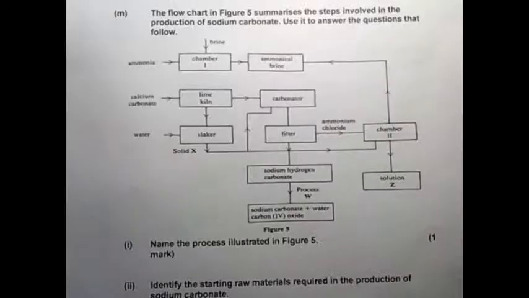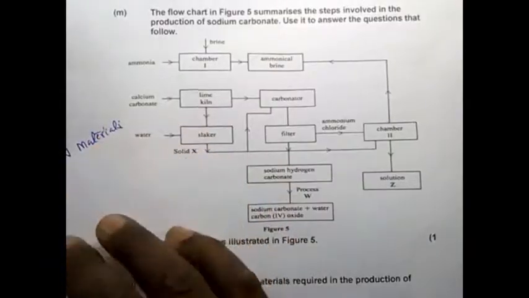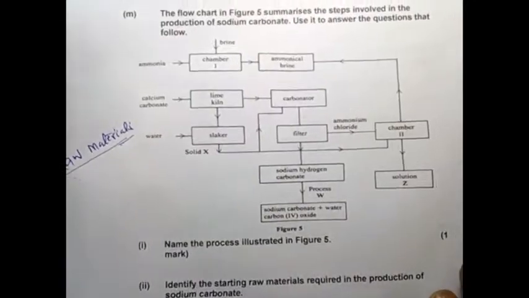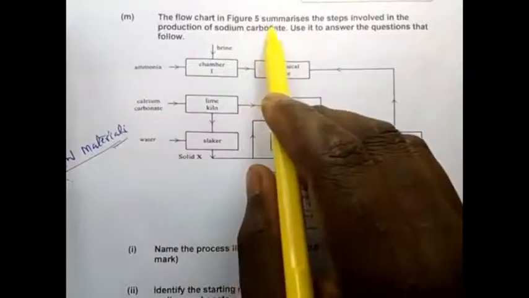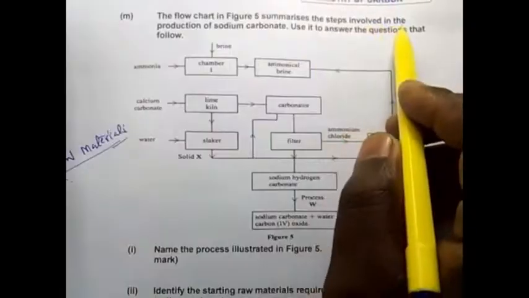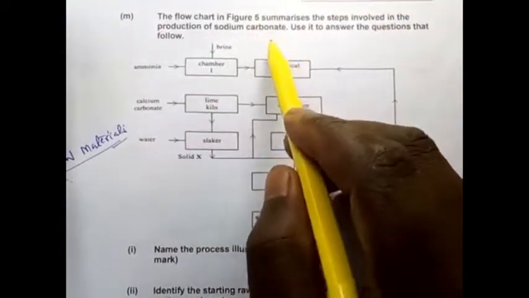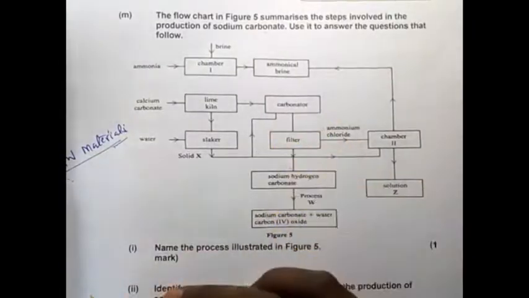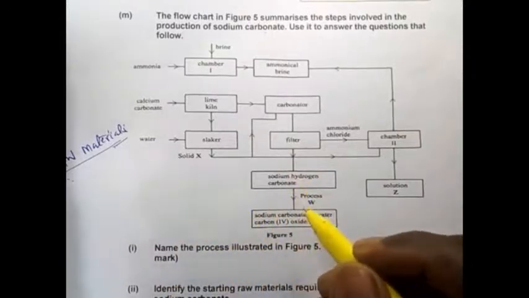First, for you to understand the materials in that specific process, the raw materials, you must know the catalyst. So let us go straight to solving, and then we will talk about the other processes later. The flowchart below summarizes the steps involved in the production of sodium carbonate. So the Solvay process is basically for the production of sodium carbonate. So with this diagram, answer every question before looking at the question.